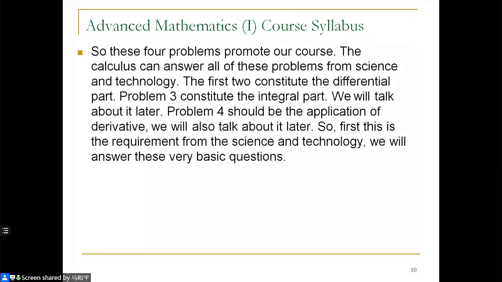So those four problems promote our course. Calculus can answer all of these problems from science and technology. The first two constitute the differential part. Problem three is calculating the length of the curve and the area of a general region. This constitutes the integral part. Problem four should be the application of the derivative. We will talk about these later. So this is a requirement from science and technology, and we will answer these very basic questions.